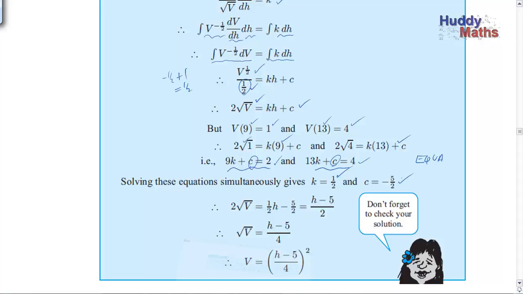So we actually have been able to get the actual form here. So here 2 root v is a half h, take 5 over 2, which is that. And so you can isolate root v, multiplying both sides by 2, and then square it. So that's our function. So I've been able to do a lot with that because we have been given the two pieces of information here at this line, and we can evaluate both the k that was in the original function and the constant of integration. Don't forget to check your solution.